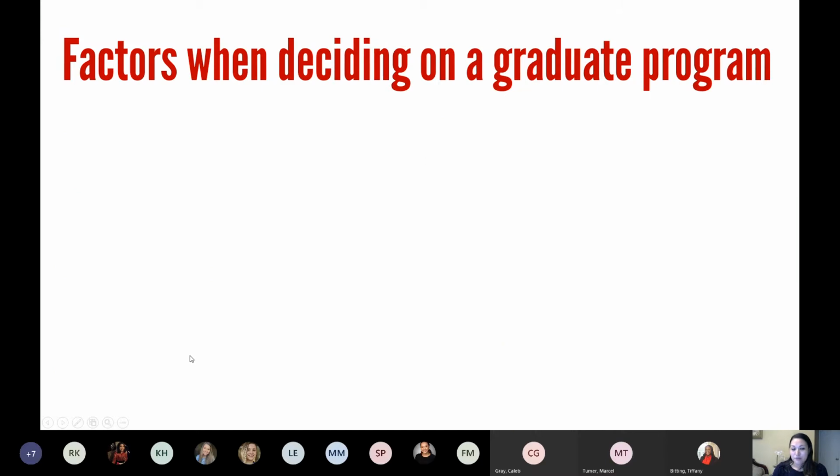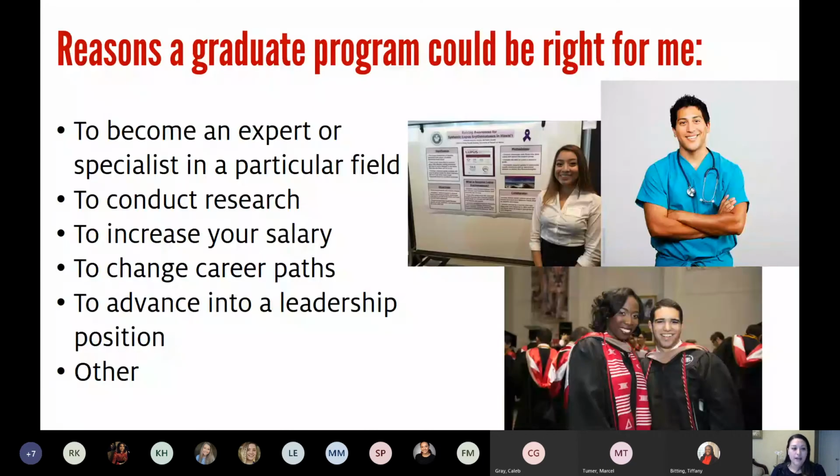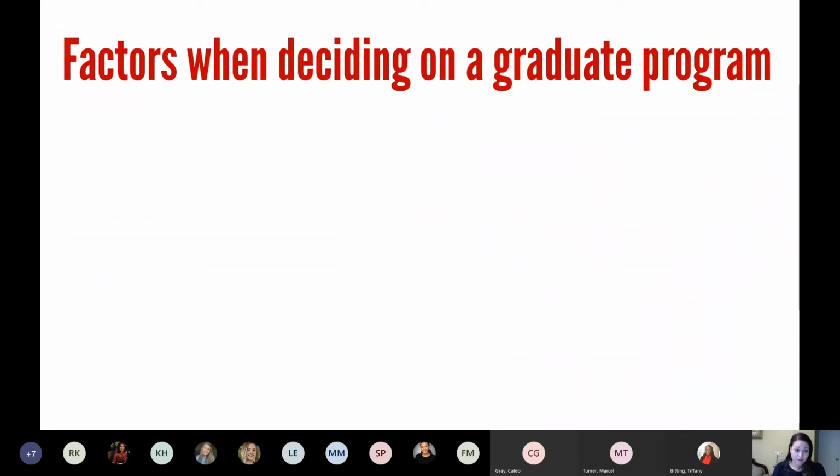All right, so moving right along, what are going to be some important factors that I should keep in mind when I am deciding on a specific degree? So let's say I've identified one of these already, and I feel like, okay, I know that I need this graduate degree for one of these reasons or otherwise. So now that I've made the decision to pursue a graduate degree, what should I look for?